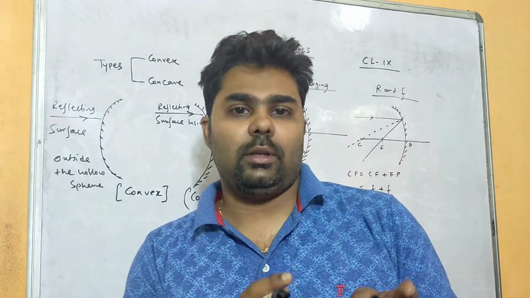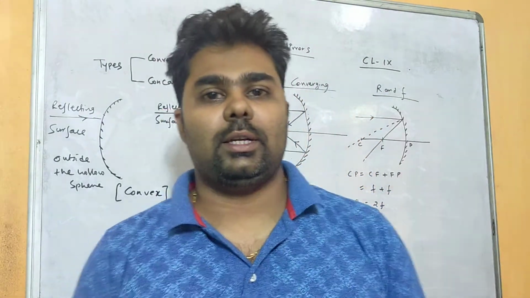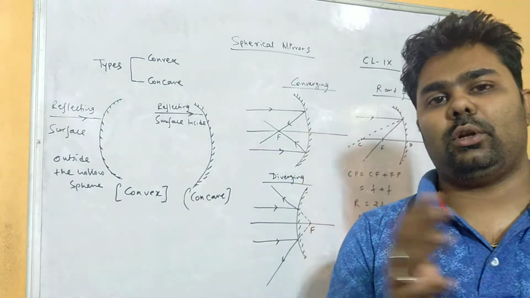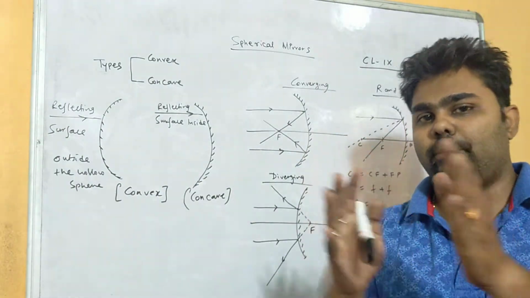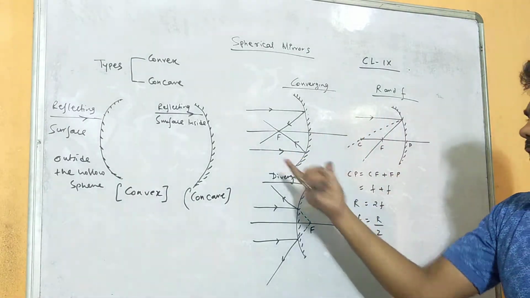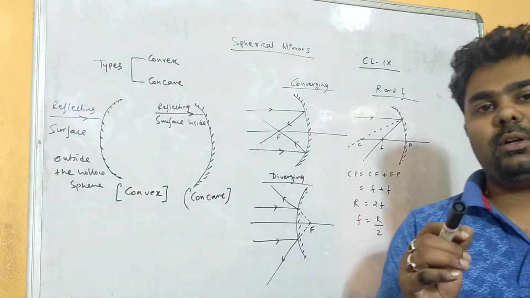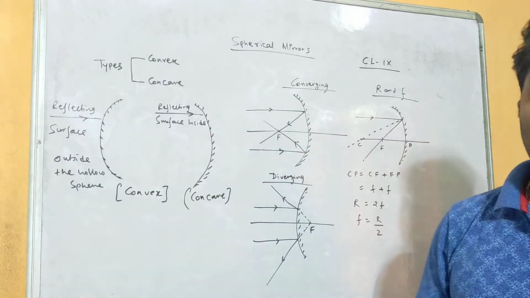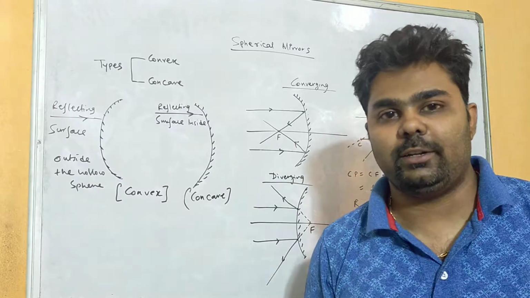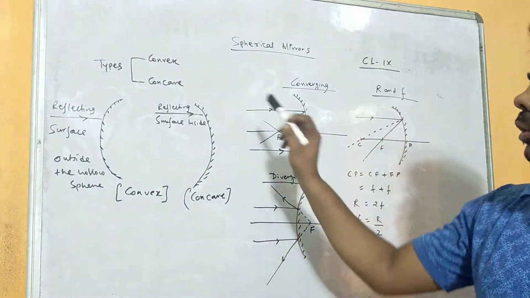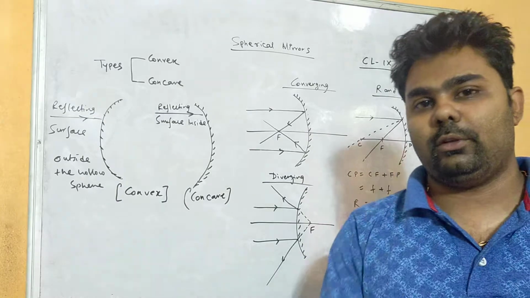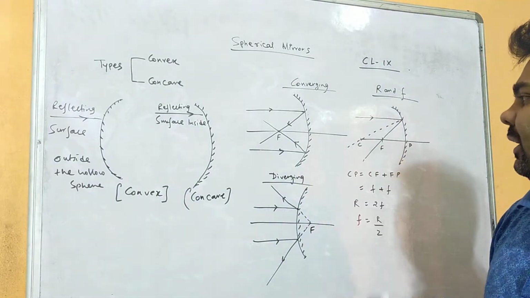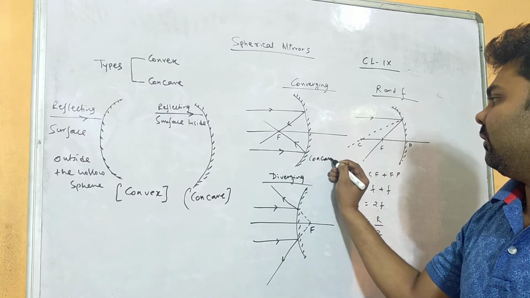Now convex mirror is also called a diverging mirror and concave mirror is also called a converging mirror. Why concave is called converging and why convex is called diverging, this we will see now. Concave mirror is called the converging mirror because whenever rays of light parallel to the principal axis fall on this mirror, after reflection they pass through a fixed point, that is F, the principal focus. So all the light seems to pass through a fixed point, that is called F, right? Therefore this is called converging mirror. So concave mirror is called converging mirror.